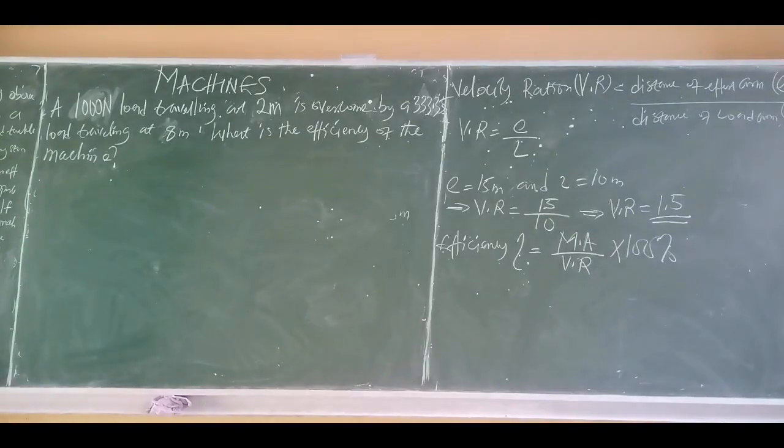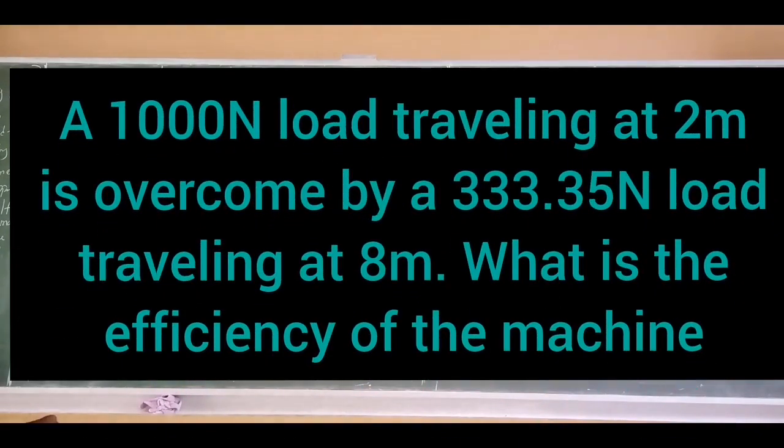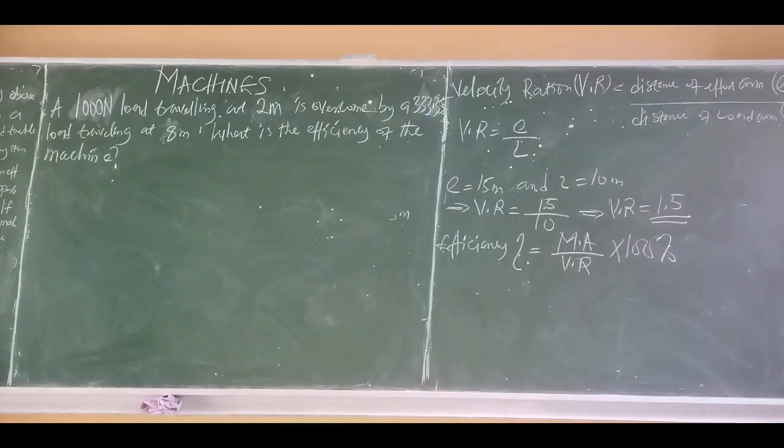All right, so let's consider this question to explain the concept of efficiency. The question says a 1000 newtons load traveling at 2 meters is overcome by a 333.35 newtons load traveling at 8 meters. What is the efficiency of the machine? So considering this question, it says a 1000 newtons load traveling at 2 meters is overcome. If it is overcome, it automatically makes it the load.